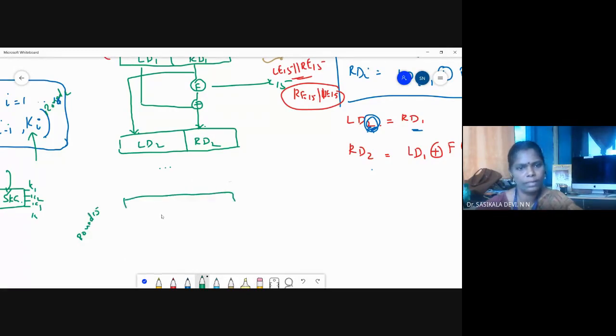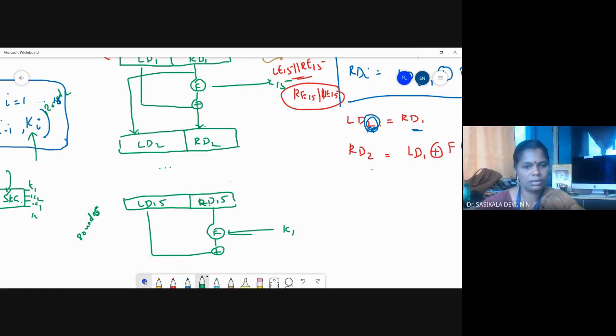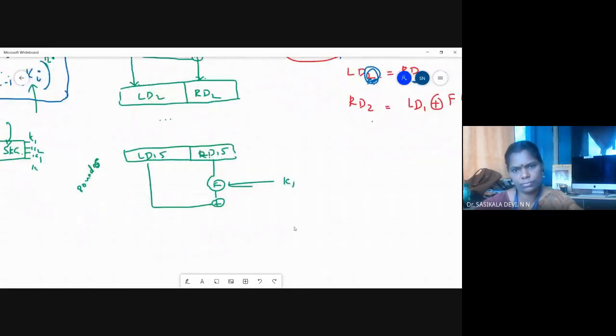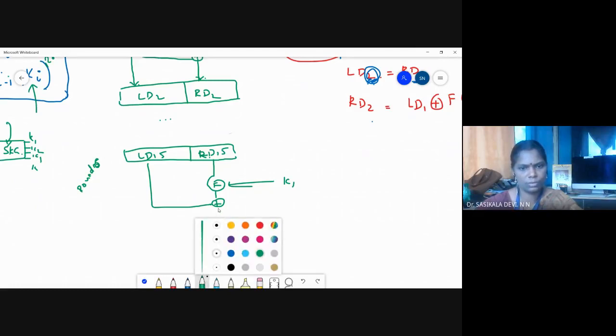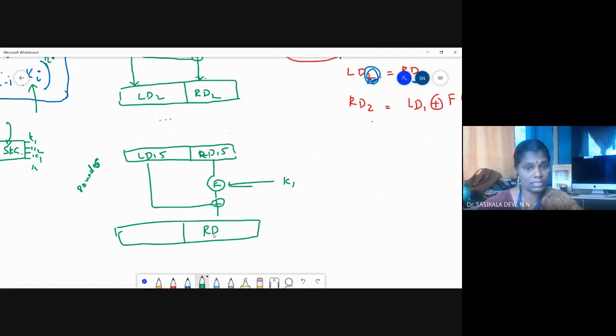Let me take the 16th round. The input will be RD15, LD15. LD15 and RD15, and this one is to be given to the function f, and another input is K1, and this one is to be XORed with this. Finally, this XOR operation will be the final output. Okay, that will be RD16. This will be LD16.